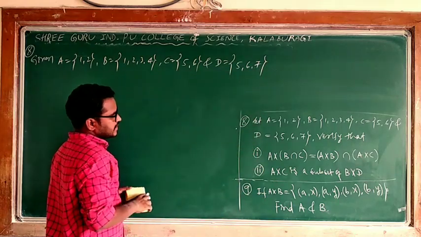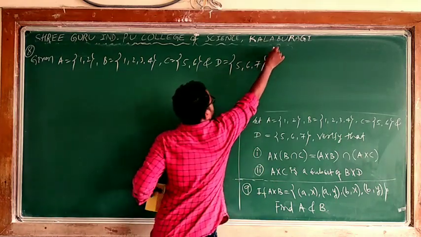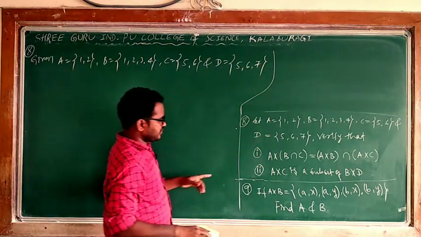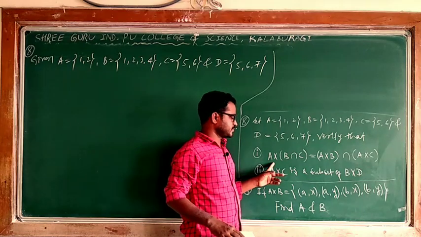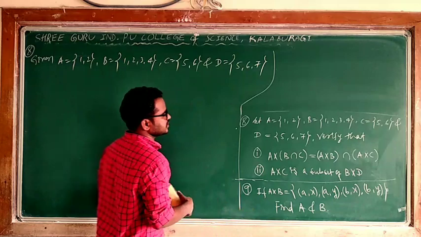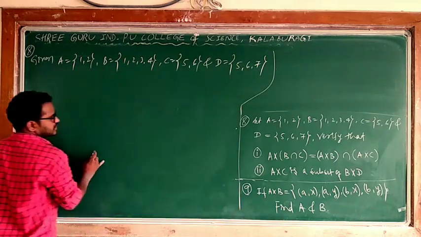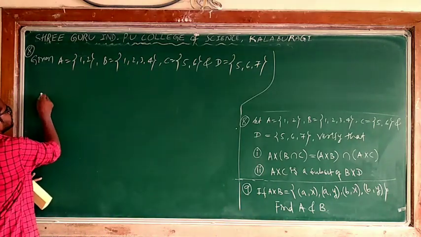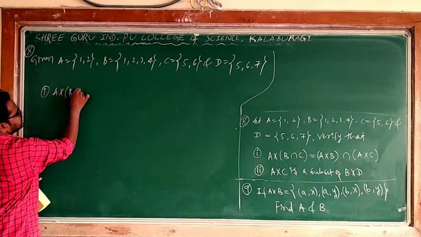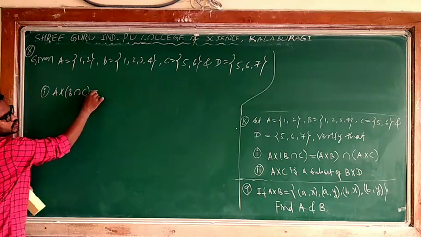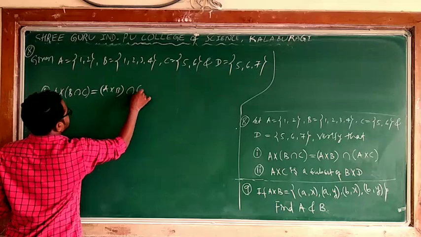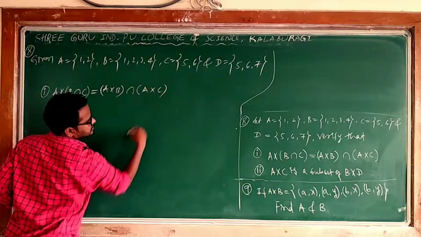What is he asking? He is asking to verify that A cross (B intersection C) is equal to (A cross B) intersection (A cross C). Is it correct or not? So the first one he is asking: A cross (B intersection C) is equal to (A cross B) intersection (A cross C).